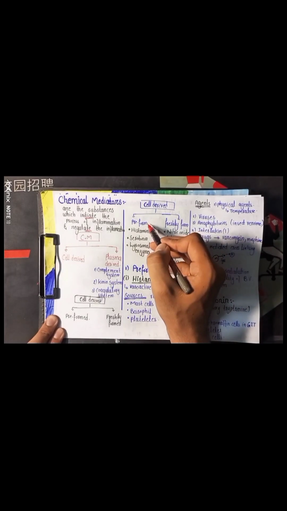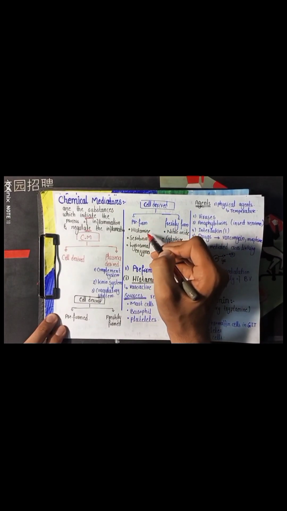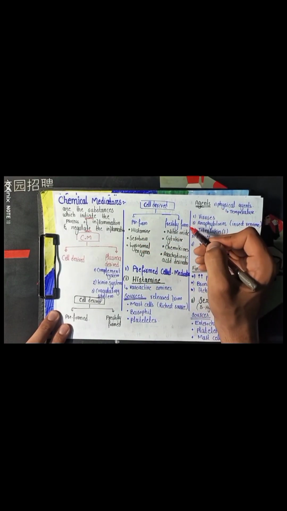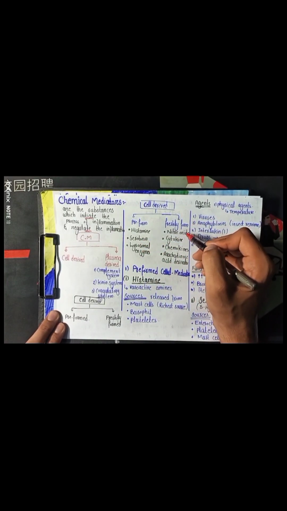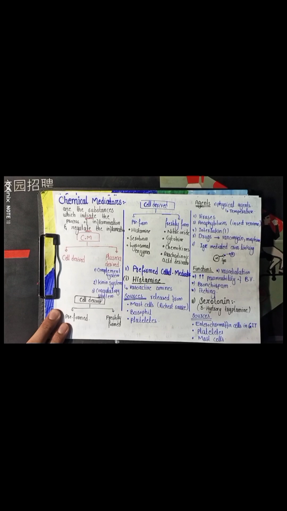The free form are already synthesized and they are stored in the form of granules and they may be histamine, serotonin, and the lysosomal enzyme, whereas the freshly formed cellular mediators include the nitric oxide, cytokines, chemokines, and the arachidonic acid derivative, which is a 20 carbon compound.